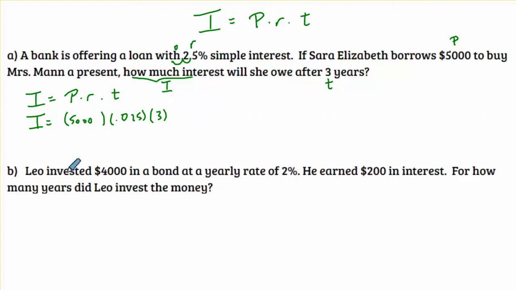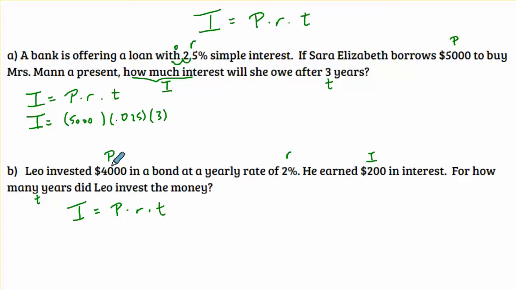For B, let's see, the principal would be the $4,000. The 2%, of course, is the rate, and the interest is 200 bucks. And we want to know how many years. That is the T. We don't know. That is our variable. So again, we have I equals P times R times T, and we just plug things in.